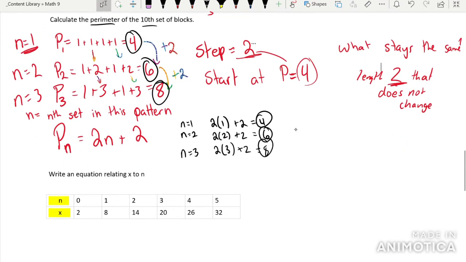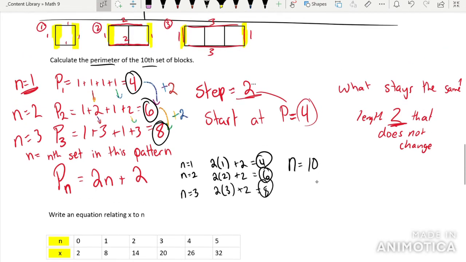So now I can try n is equal to 10. I don't need to draw it. So now I have the perimeter of the 10th block is equal to 2 times 10 plus 2. So 2 times 10 gives me 20 plus 2. So the 10th one gives me 22.